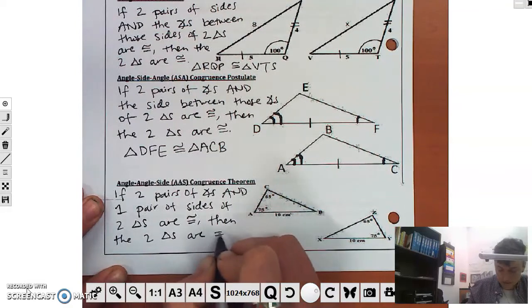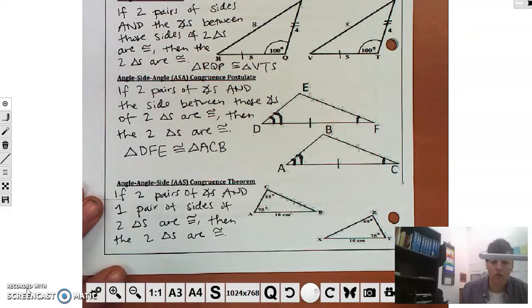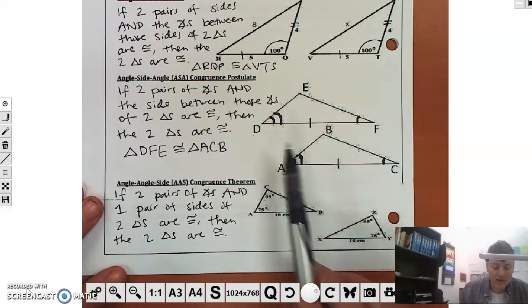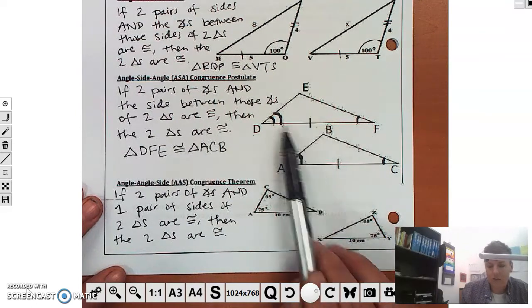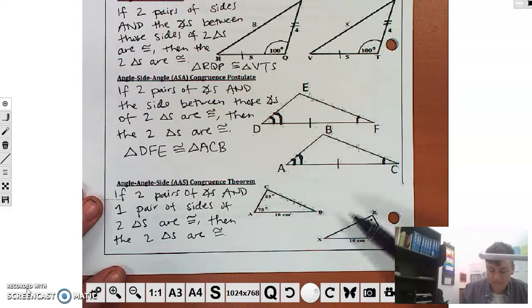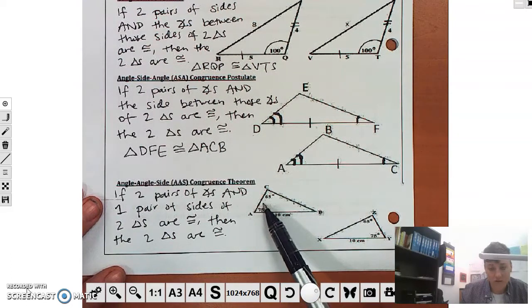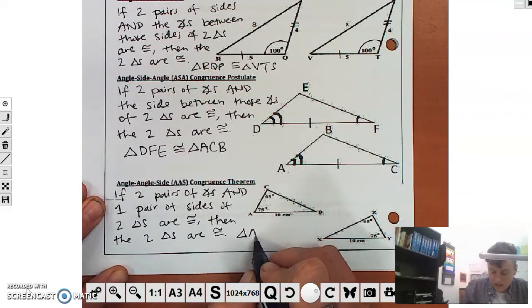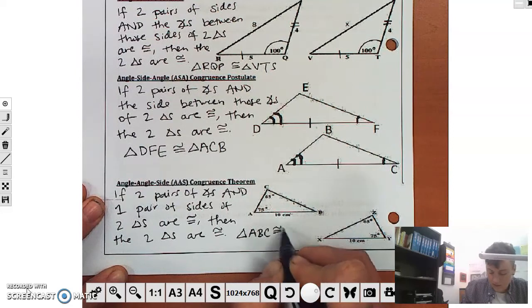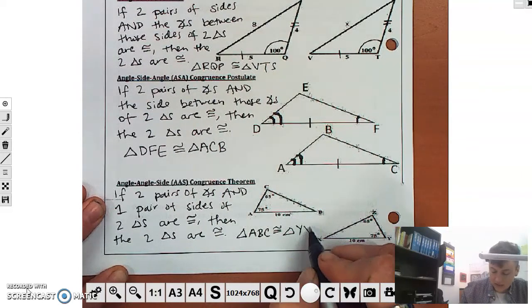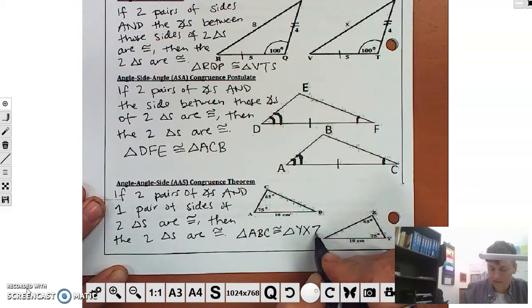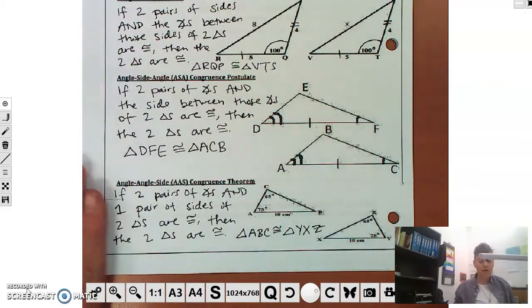So again, let's look at the difference between these two congruence postulates. In angle-side-angle, we have an angle, a side, and an angle, and the side is between those two angles. In angle-angle-side, the side is not between those two angles. Our congruence statement here is going to be triangle ABC congruent to triangle, who is A congruent to? A was 75. Y is 75. B is the one that's not labeled, so that's going to be X over here. And C is 65. Z is 65. That's what we got.